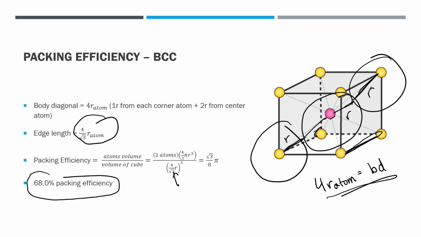68.0% packing efficiency. And you note that this is quite a bit higher than the primitive cubic packing efficiency of just 52.4%, and we'll see that the FCC packing efficiency is even higher than this one in the next slide.